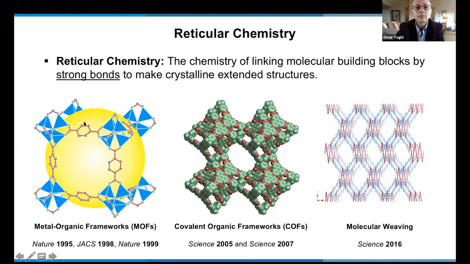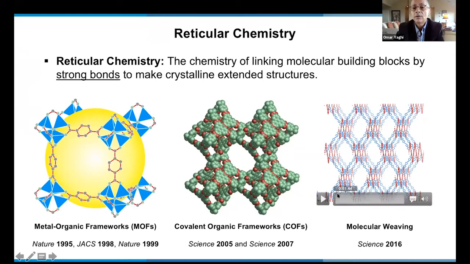So the result of reticular chemistry has been designing metal organic frameworks from metal oxide units and organic units reticulated to make extended, in this case, three-dimensional structures. The yellow ball here indicates the space within which molecules and gases can occupy the pores. This is obviously a fragment of the extended structure. We've also made covalent organic frameworks. These are entirely made from organic molecules linked through covalent bonds.